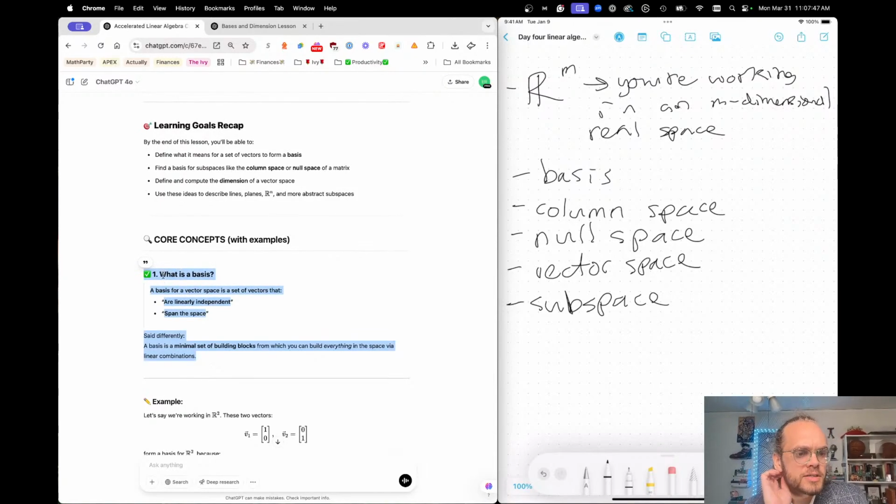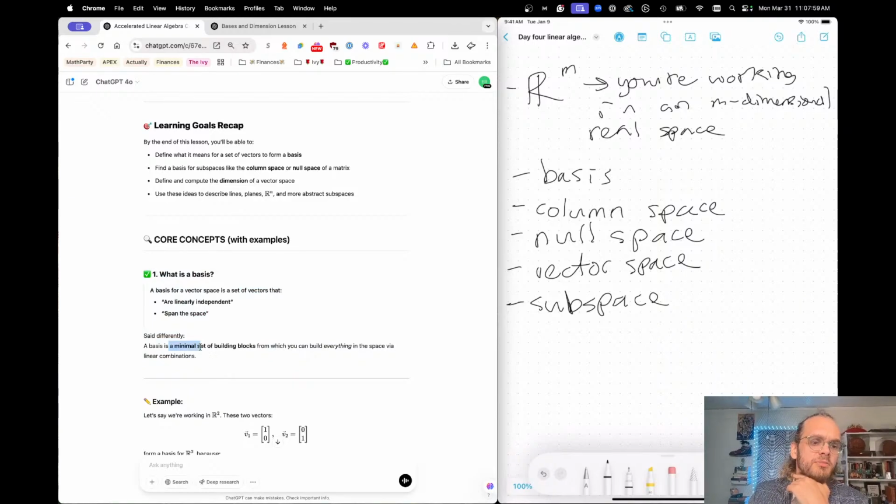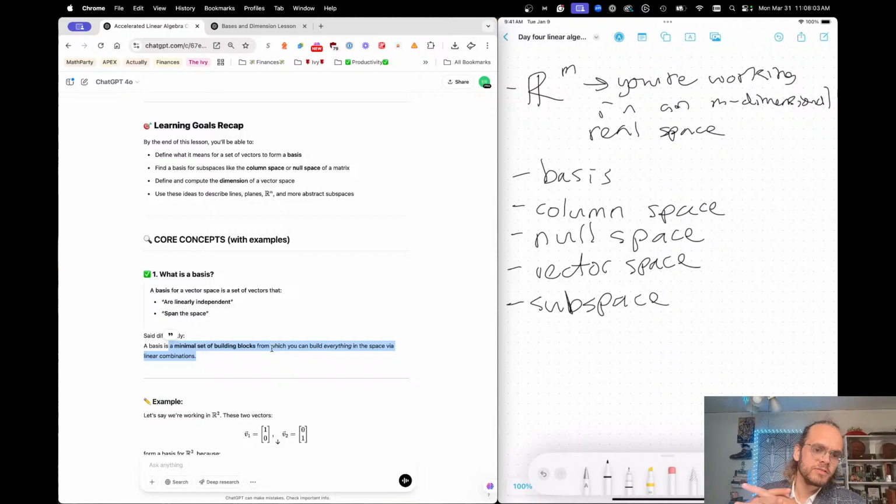So what is a basis? A basis for a vector space is a set of vectors that are linearly independent and span the space. Okay. Said differently, a basis is the minimal set of building blocks from which you can build everything in the space via linear combinations. Okay, so that's what spanning the space means. Linearly independent means they're separate lines.